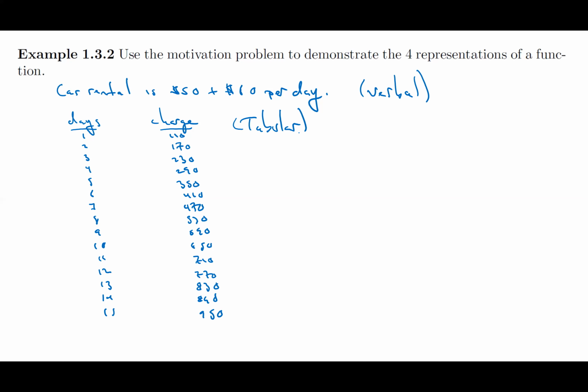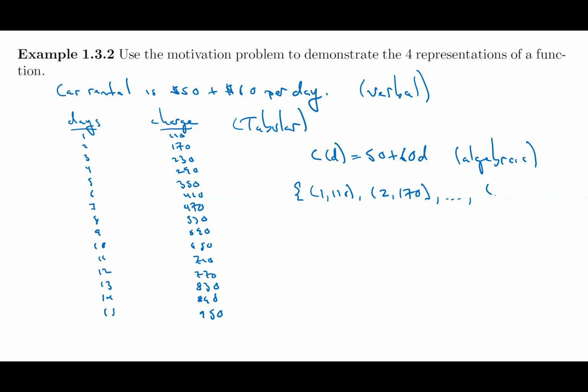Well, the algebraic expression would be that C of D equals 50 plus 60D. Okay, that's algebraic. And then if I wrote the set of ordered pairs, 1, 110, 2, 170, and yes, I'm not listing them all because you get the point. But I could list those ordered pairs and then graph them. That would be a graphical representation, okay?